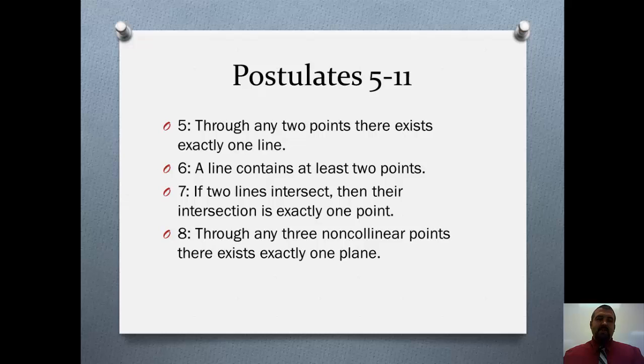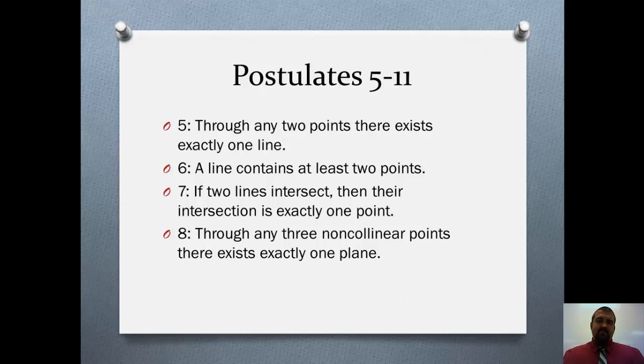For instance, postulate number 5: through any 2 points there exists exactly one line. That means if I had a point here and a point here, there's only one line that can go through these 2 points. Ever. That's all postulate 5 says, that there's exactly one line that goes through these 2.